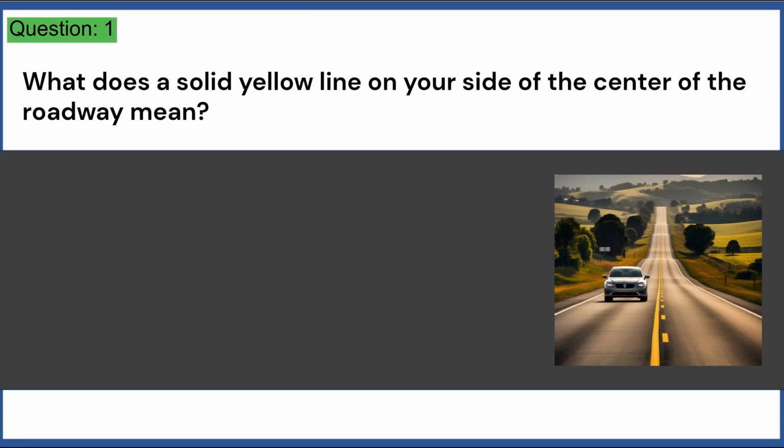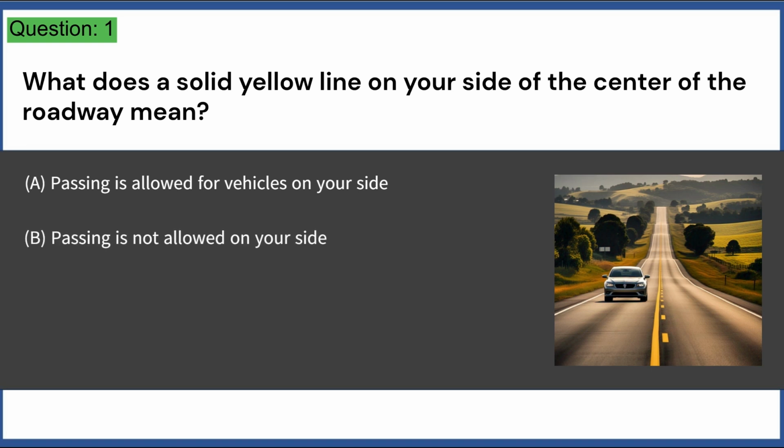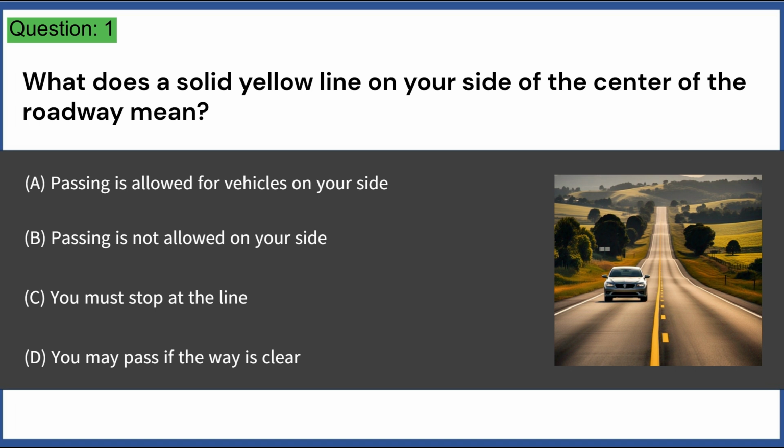What does a solid yellow line on your side of the center of the roadway mean? A. Passing is allowed for vehicles on your side. B. Passing is not allowed on your side. C. You must stop at the line. D. You may pass if the way is clear. Answer: B. Passing is not allowed on your side.